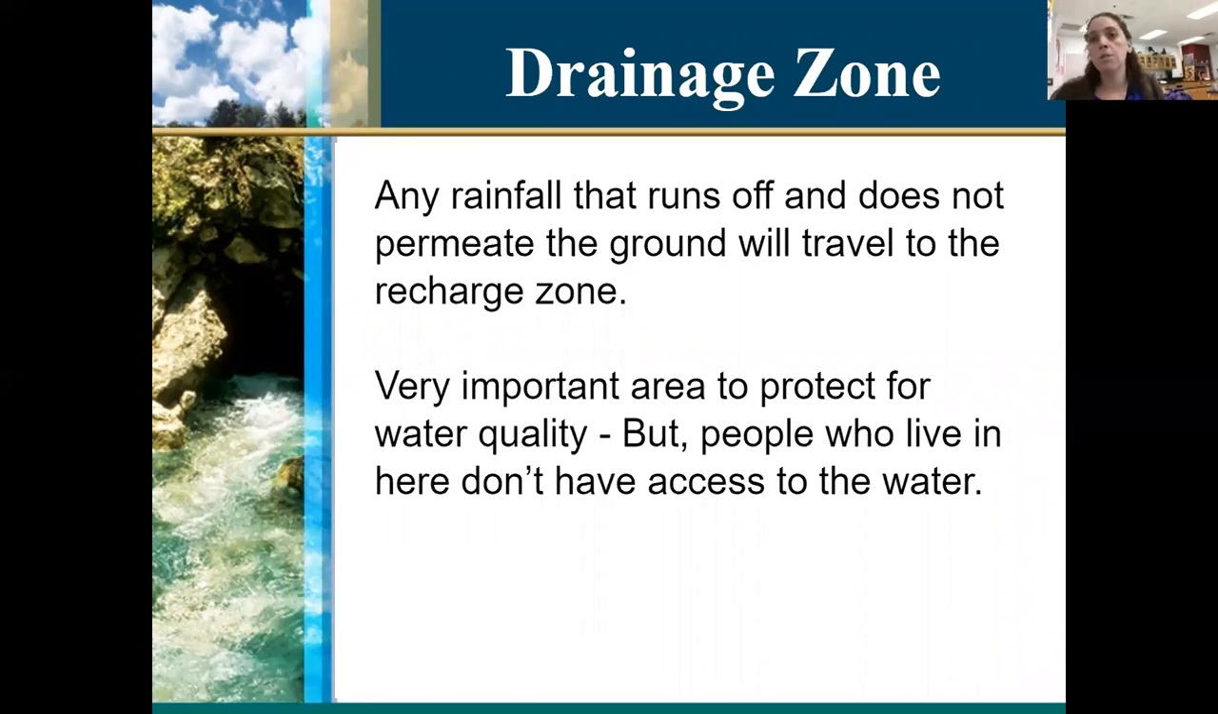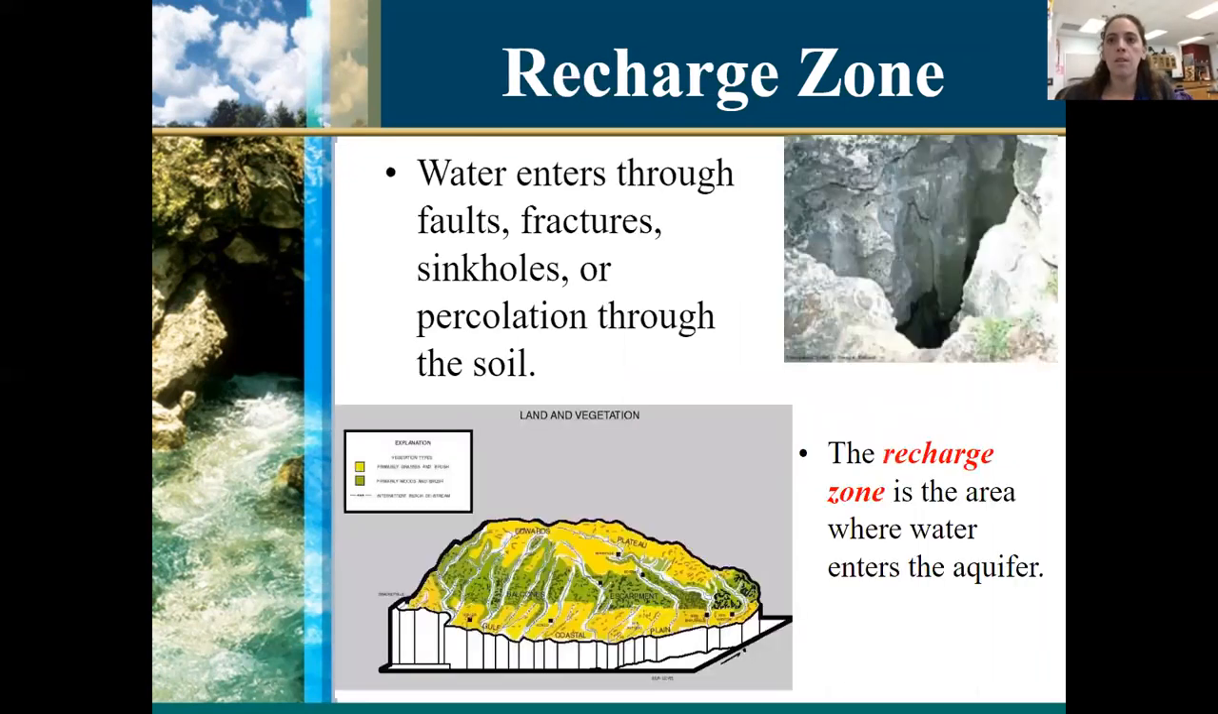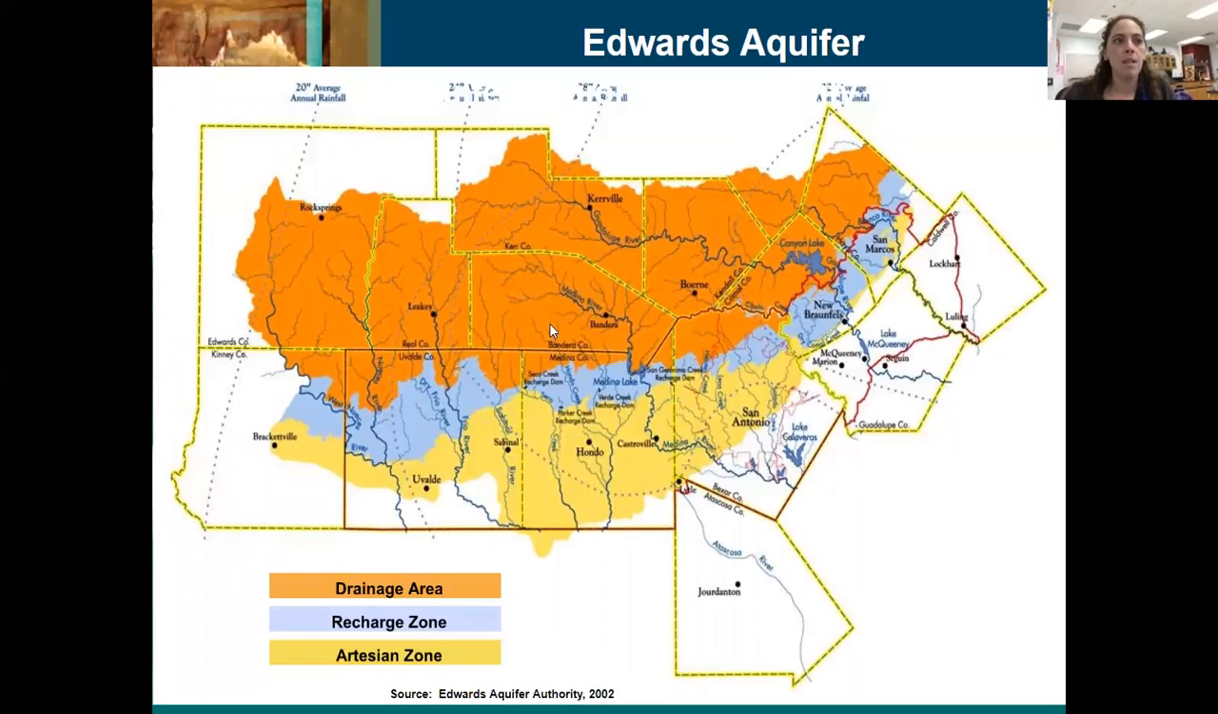So let's talk about our zones. In the drainage zone, any rainfall that runs off and does not go into the ground, does not permeate, will travel to the recharge zone. This is very important to protect as far as water quality. It's difficult, though, to convince the people who live there to protect it because that's not where they get their drinking water from. So let's go back to our map here. It rains out in Bandera. Some of that runoff goes into the Medina River, and as it gets carried through and goes through the recharge zone, it can recharge our aquifer. People who live in Bandera, though, do not get water from the Edwards Aquifer.